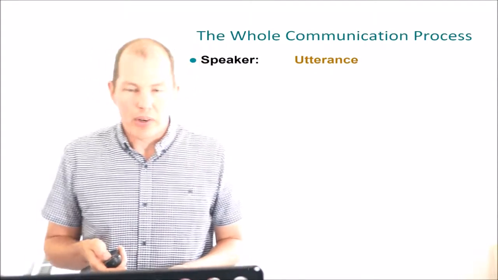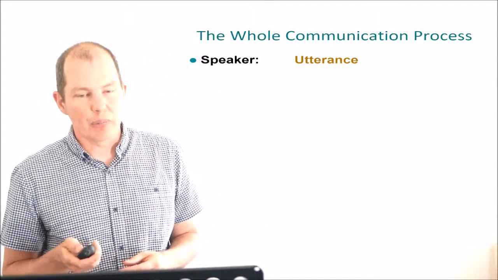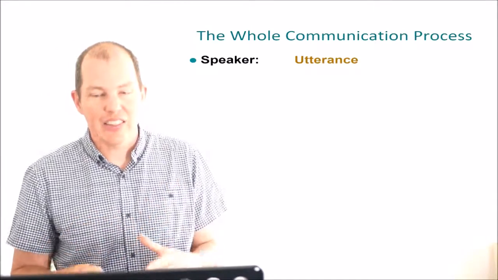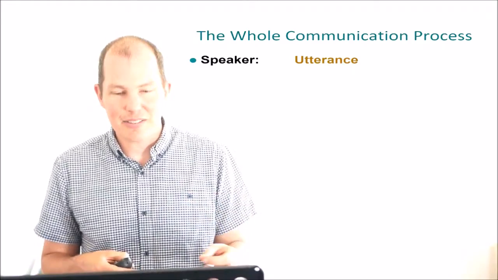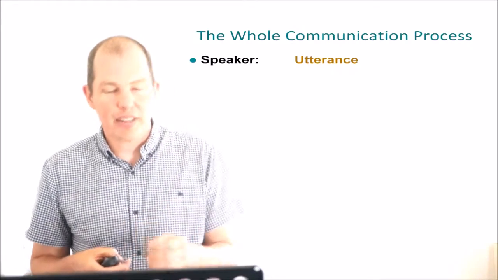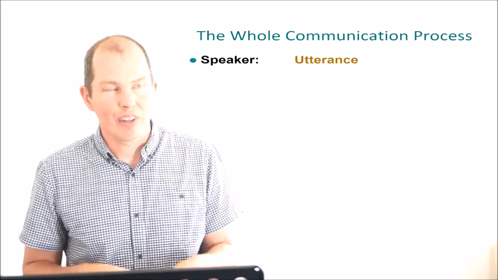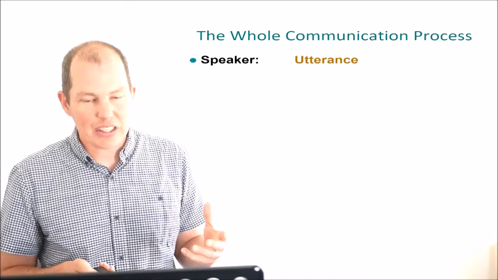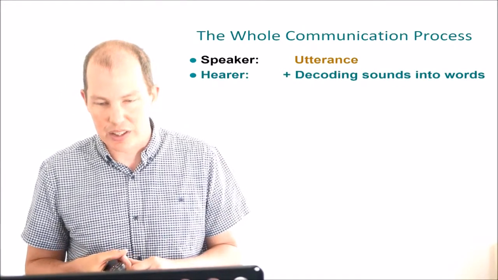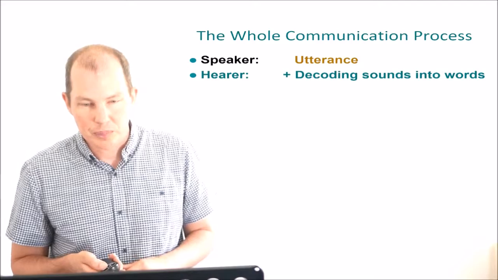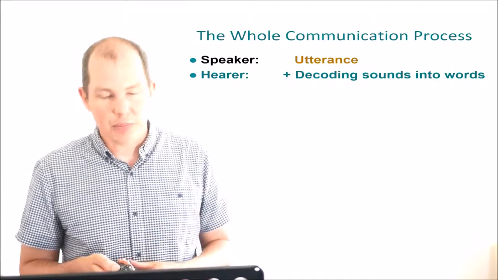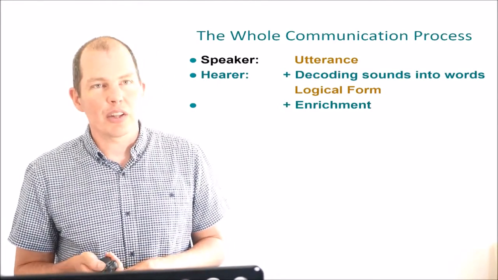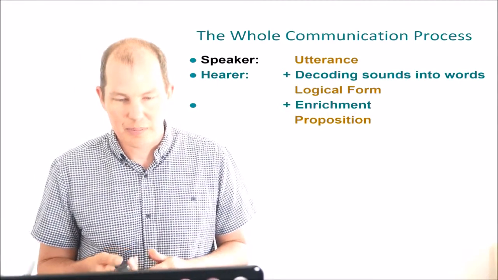So let's try to develop a model of the whole communication process as understood by relevance theory. It begins when a speaker makes an utterance. Remember, we said that's an under-encoded, ostensive stimulus from which he or she expects the hearer to infer meaning. And once they've made that utterance, the hearer starts that process of inference. The first inference is to try and decode the sounds into words and arrive at the logical form. Then, through enrichment, clarifying ambiguity, vagueness, ellipsis and reference, the hearer arrives at the propositional form of the utterance.